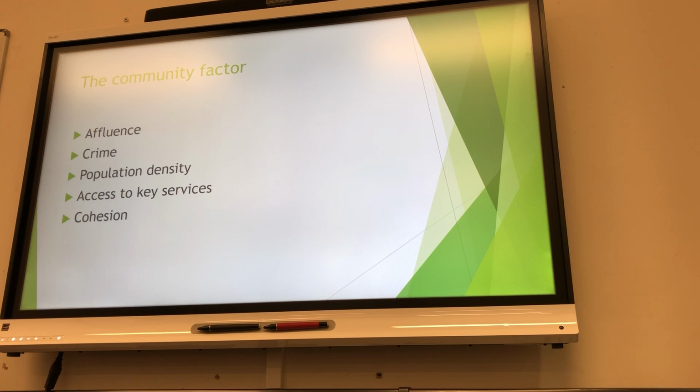Population density, some neighborhoods are overcrowded compared to others. And those which are overcrowded tend to be affected by all sorts of things: crime, antisocial behavior, name it.